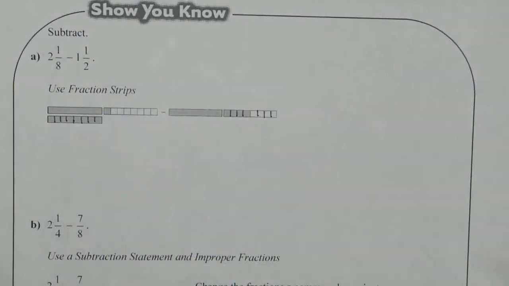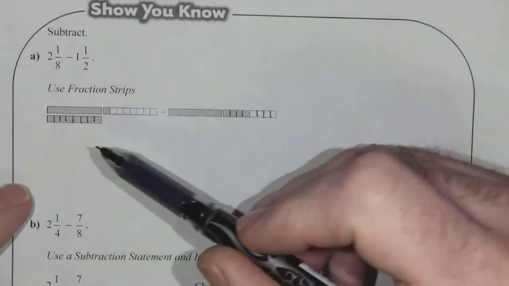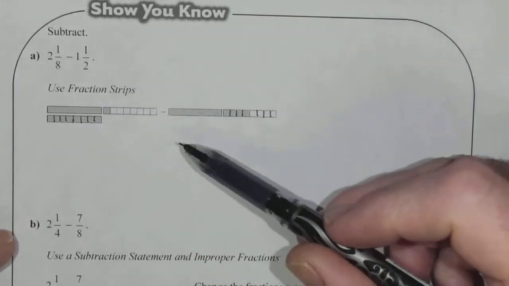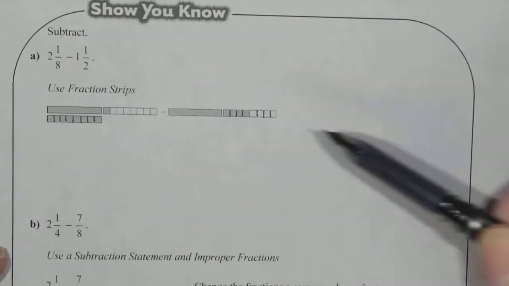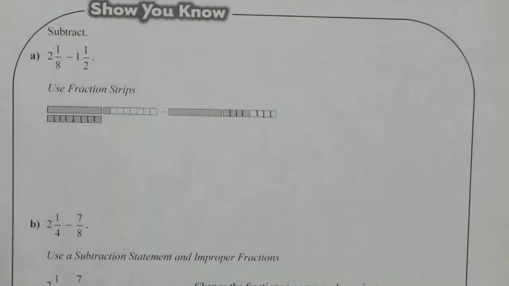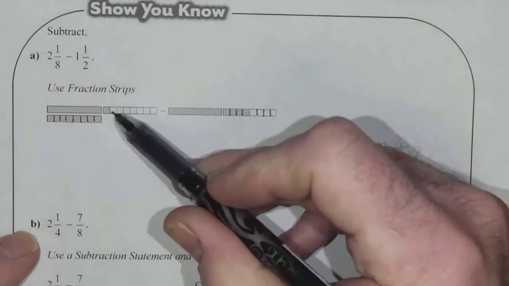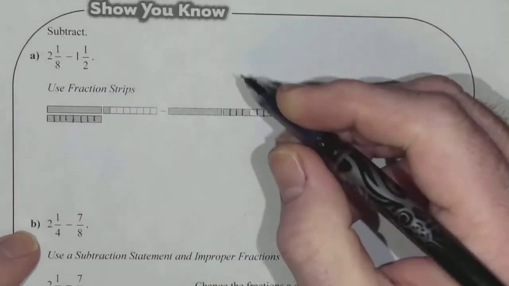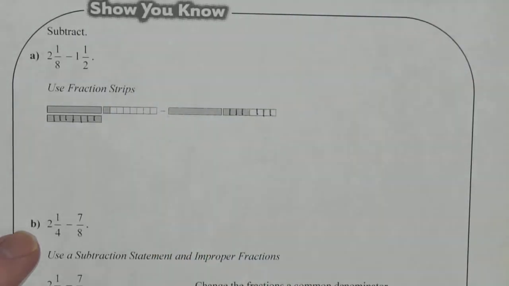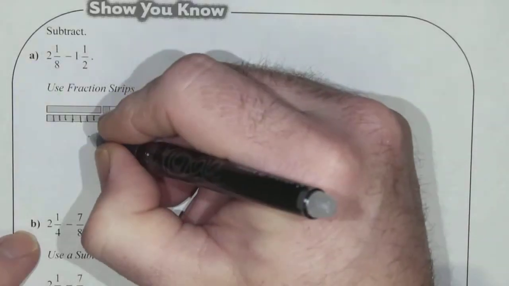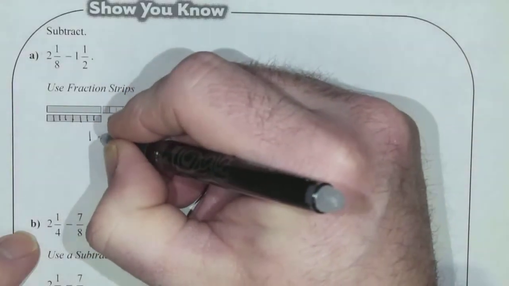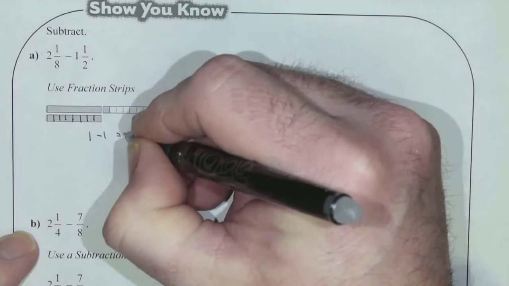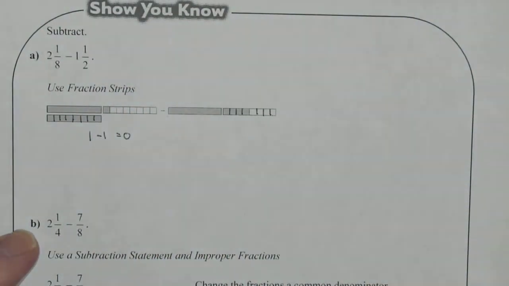So now we've got a new way of looking at this. We've got 1 whole and 9/8 minus 1 whole and 4/8. So we can take 1 whole away from 1 whole, and then that just cancels out. And actually here, let's write this out. We've got 1 whole minus a whole, and those just cancel out to become 0.